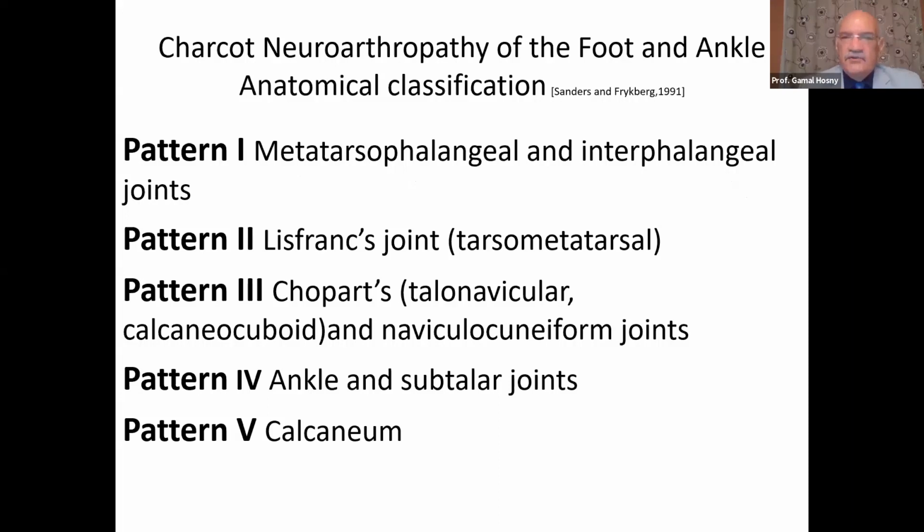Charcot neuroarthropathy of the foot and the ankle, we have anatomical classifications. Pattern 1, metatarsophalangeal and interphalangeal joints. It's a forefoot, which has the best results. Pattern 2, the less frank, the tarsometatarsal. Pattern 3, Chopart's, talonavicular, calcaneocuboid, and the navicular cuneiform joints. Type 4, ankle and subtalar joints, the severe type, and also the calcaneum type.